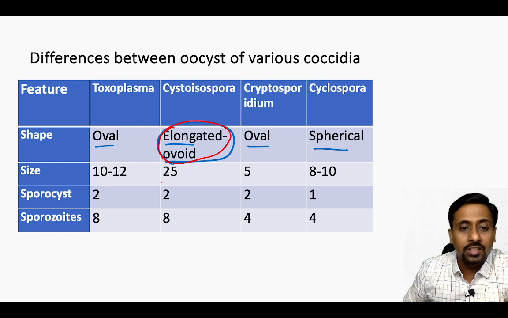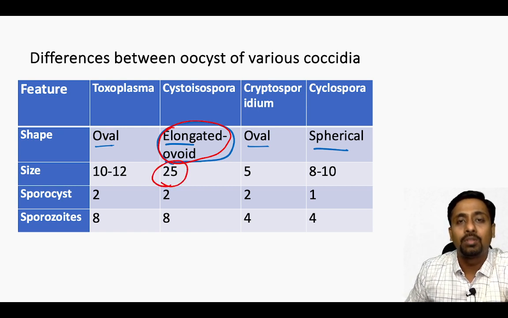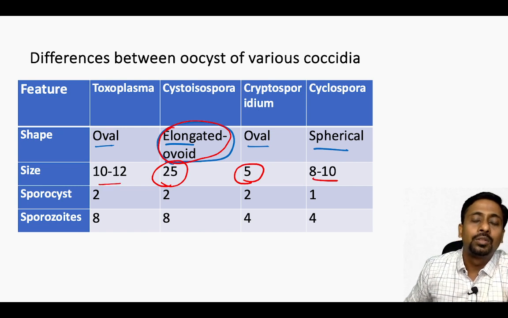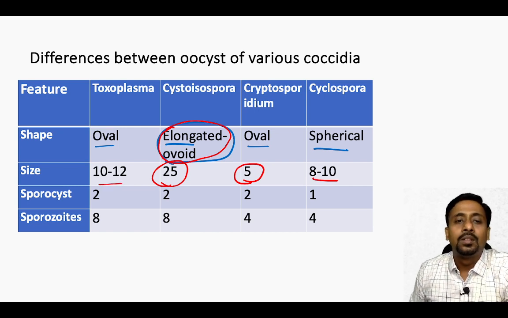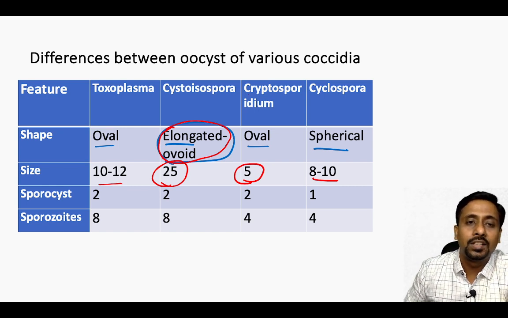The biggest cyst is of Cystoisospora. So the elongated and biggest cyst, around 25 micron in diameter or length, is of Cystoisospora, whereas the smallest one is Cryptosporidium, 5 micron, followed by Cyclospora and Toxoplasma. So smallest is Crypto, biggest is Cysto.